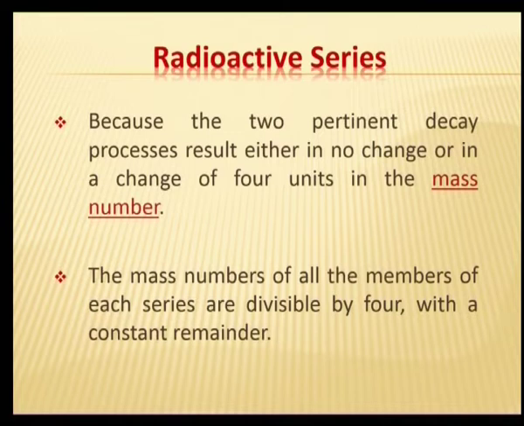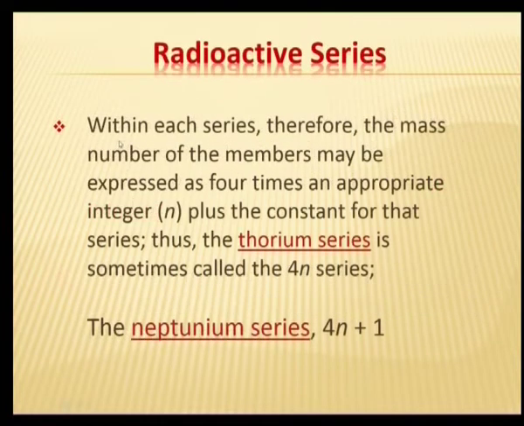The mass numbers of all the members of each series are divisible by 4. That means alpha particle emission with a constant remainder. Within each series, the mass number of the members may be expressed as 4 times an appropriate integer, 4n here, plus a constant for that series. Thus, the thorium series is called the 4n series.